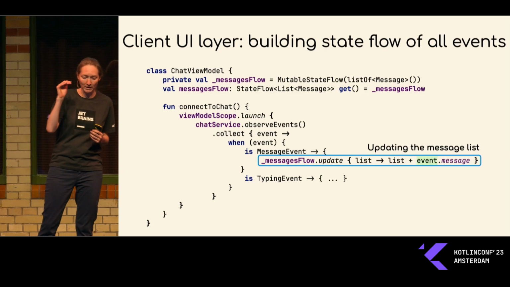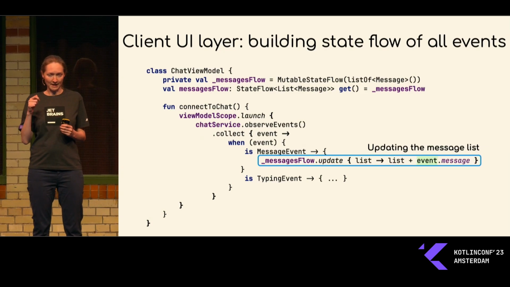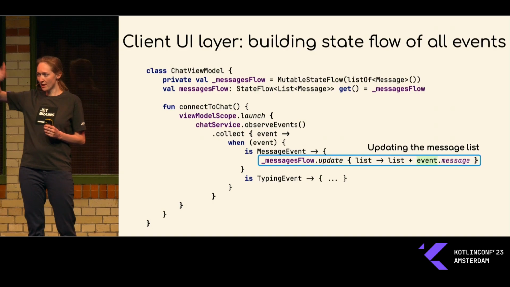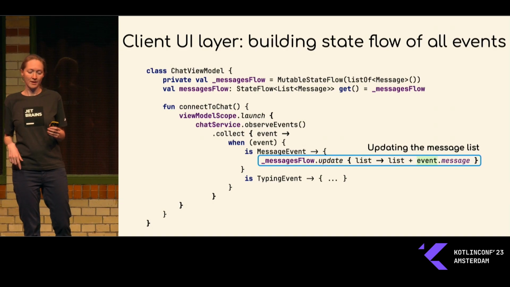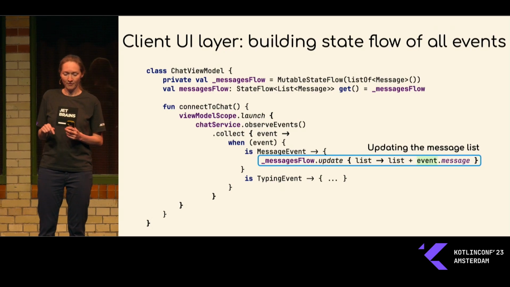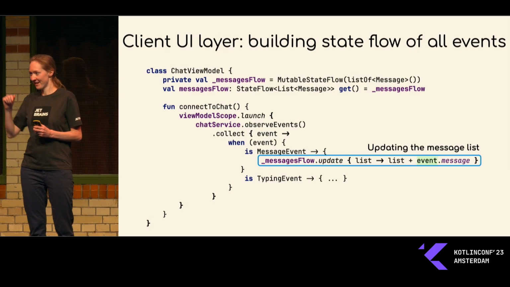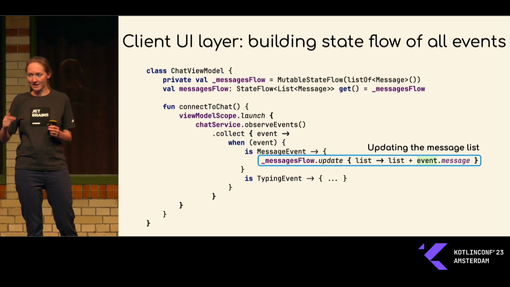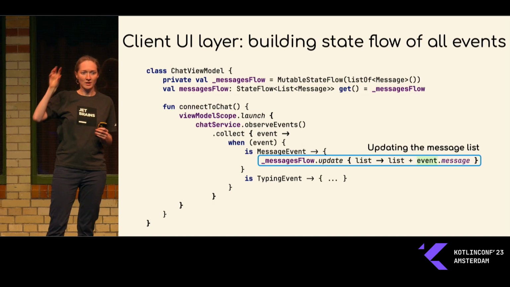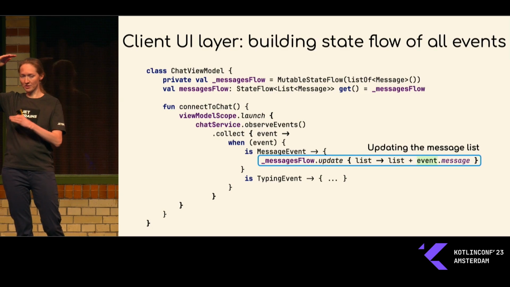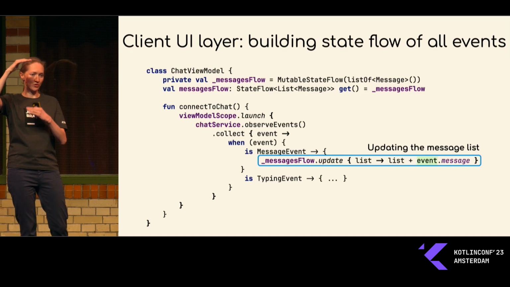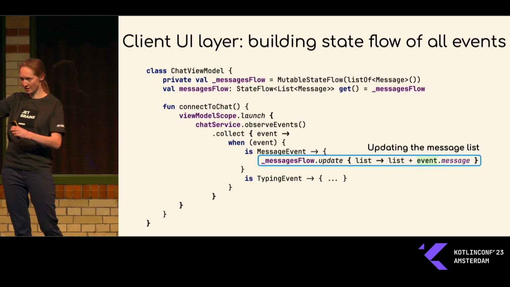In this case, we collect our events from the WebSocket, and on each event, we check if it's a message event, we need to add this message event to our message flow list. Here, we're adding the new message so that each client stores all the messages that it received. And it shows to the user the whole list of messages, not just the latest message.